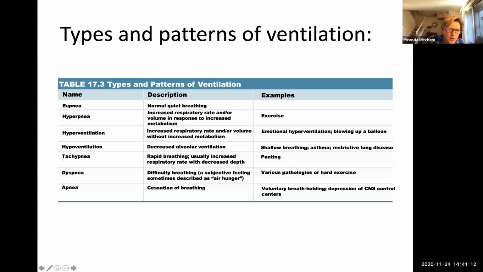So hyperpnea is the increased rate in response to metabolism. These two terms are different. Hyperventilation is when there is no increased metabolism. Hyperpnea, I can't ever pronounce that word, is normal. This is homeostasis. This is the body increasing the respiratory rate after exercise or increased metabolism to get more oxygen in there and to get that carbon dioxide out.